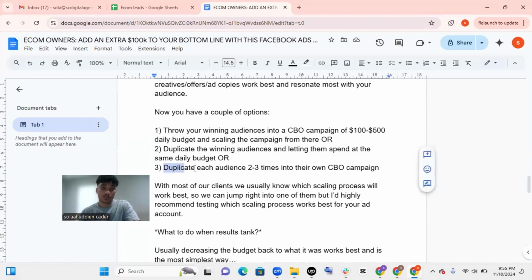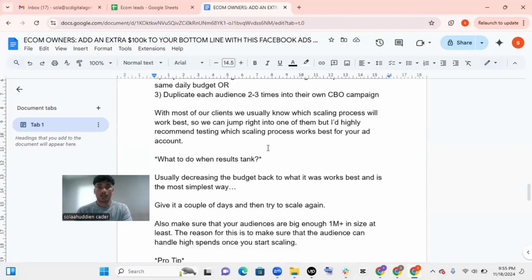campaign. So as you can see over here, duplicate each audience 2 to 3 times in their own CBO campaign. So if you have an audience that is generating a 7 to 10x return, and you want to throw those audiences into a CBO campaign, that is also something that we've tested out and it works well.